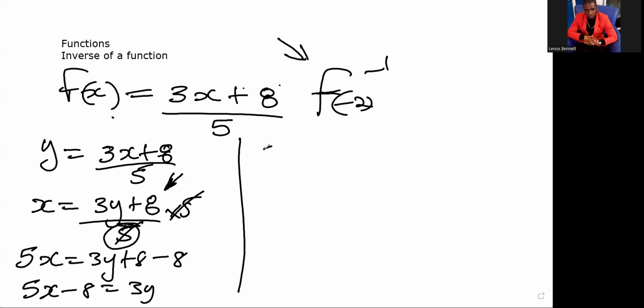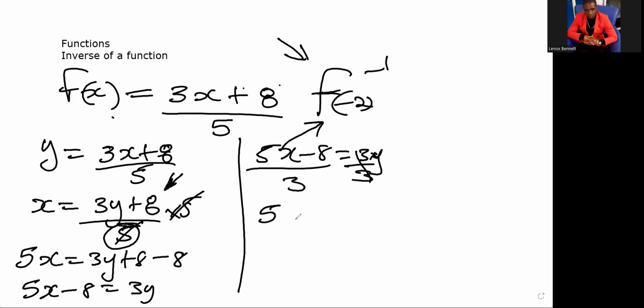So 5x minus 8 equals 3y. These are times, so we divide. We're not finished because this is just the inverse. After we find the inverse, put negative 2 where x is.